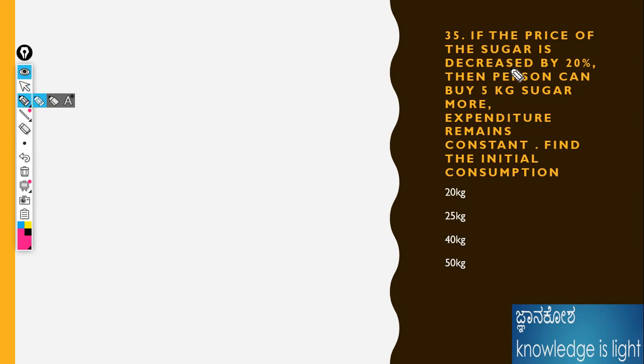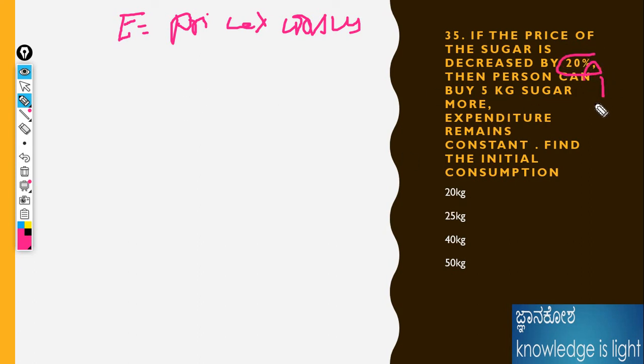If the price of sugar is decreased by 20%, we already know the formula for this method. Expenditure is equal to price into consumption. See, the sugar price is decreased by 20%. 20% means 1 by 5. I will write the initial value here and the final value for understanding purposes. The price is decreased: initial 5, here it is 4. Decrease means 5 minus 1, which is 4.